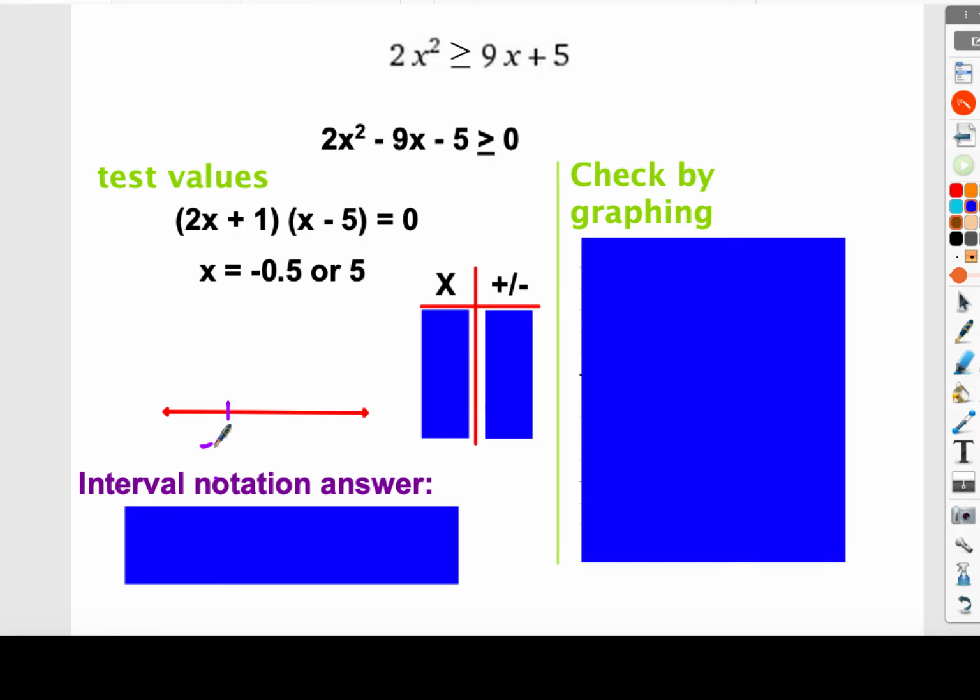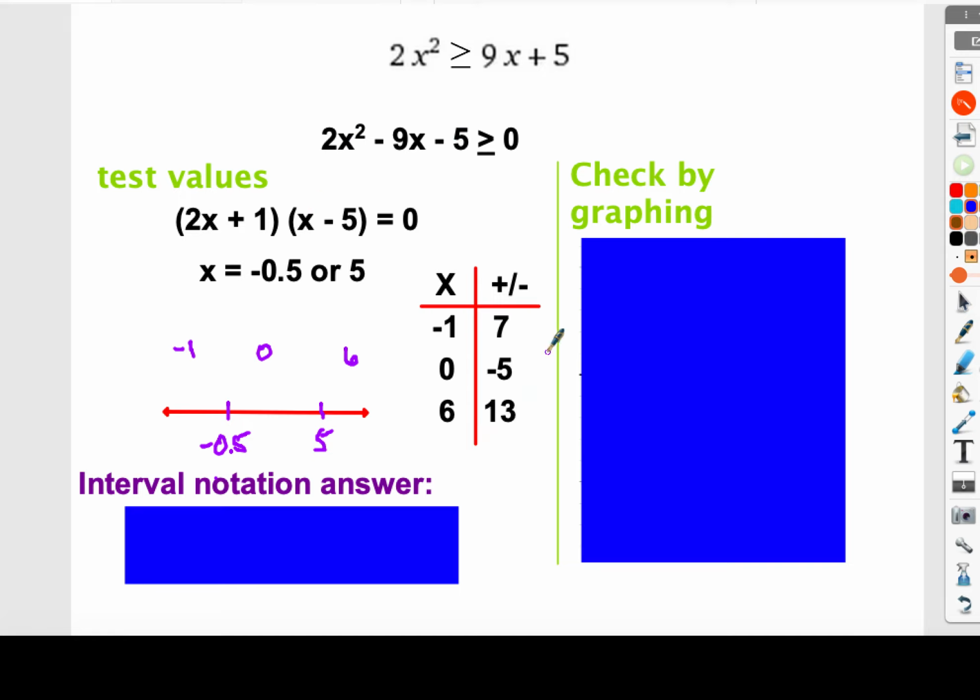Well, if we put those on our graph, I need to pick some values. So I'm going to pick -1. 0 would still be in between the values, and I'm going to go with +6. Again, plugging those three numbers back into our original equation, 2x squared minus 9x minus 5, or you can plug them in the factored version. Either way, we're going to get these three values back.